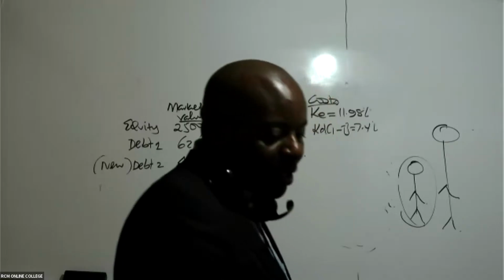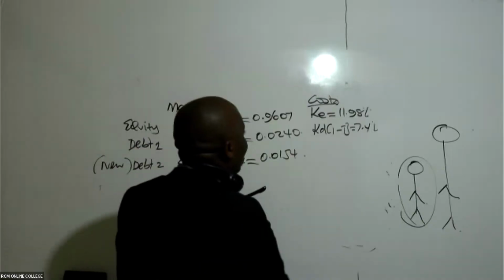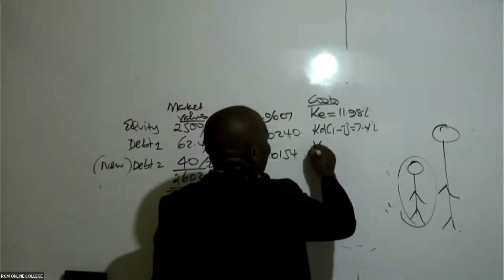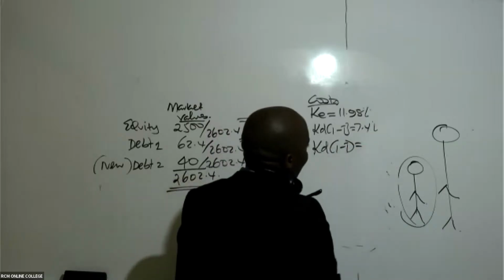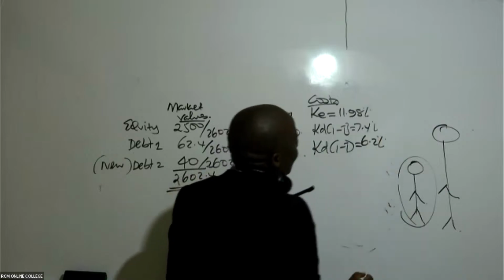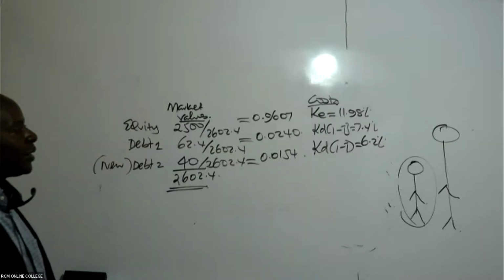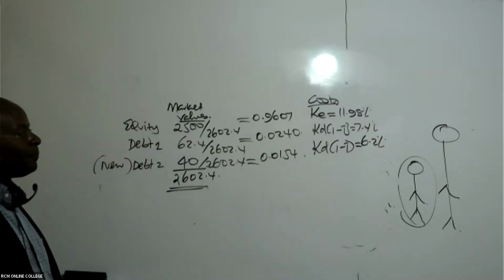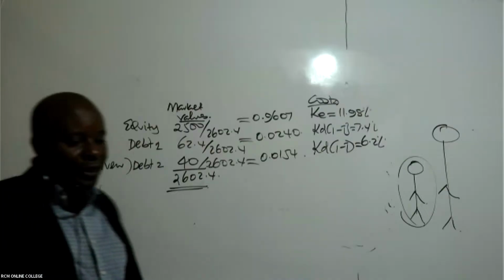Okay, I'm getting suggestions there. Can you kindly give me this KD after tax, the one that you've just gotten here? Was it 6.2%? 6.2%.